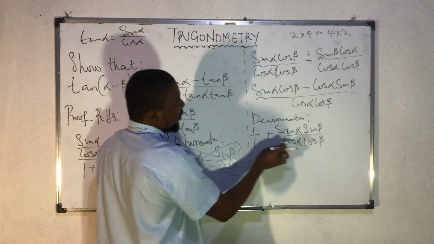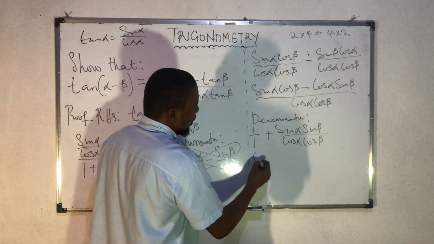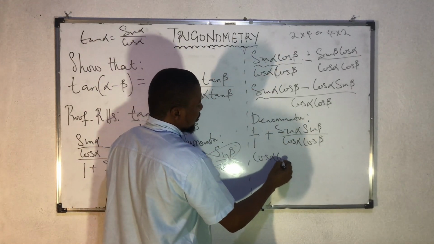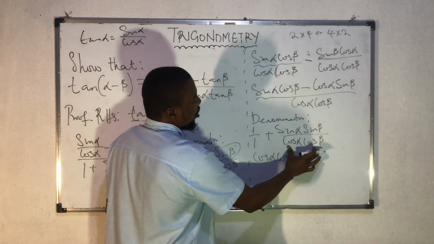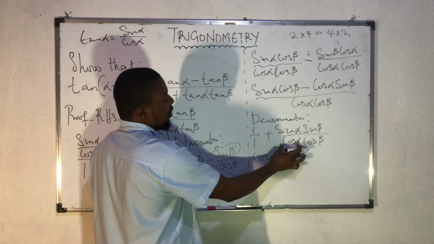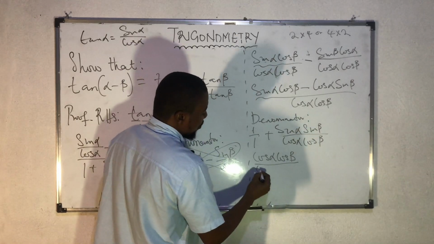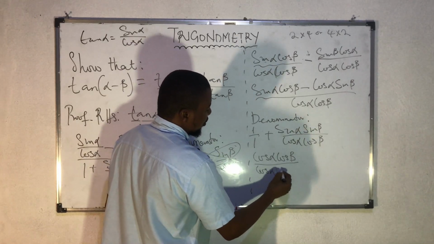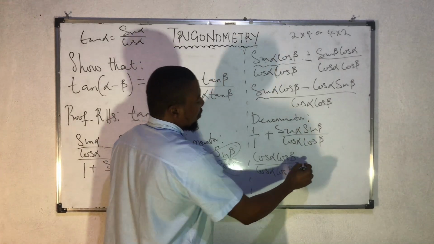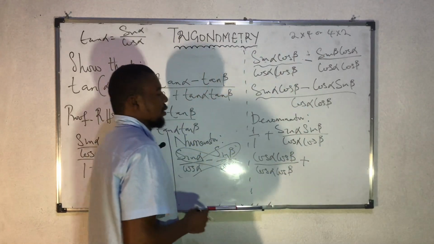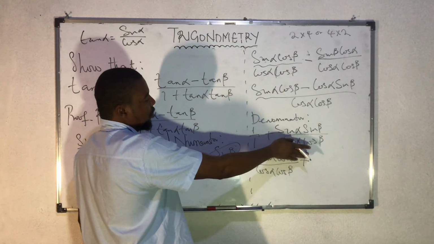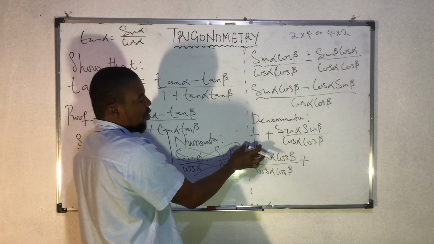Cos alpha cos beta times 1 will give us cos alpha cos beta. Cos alpha cos beta again multiplied by 1 will give us the same value. We have cos alpha cos beta plus, the next one is to multiply everything on the right by the denominator of the left.